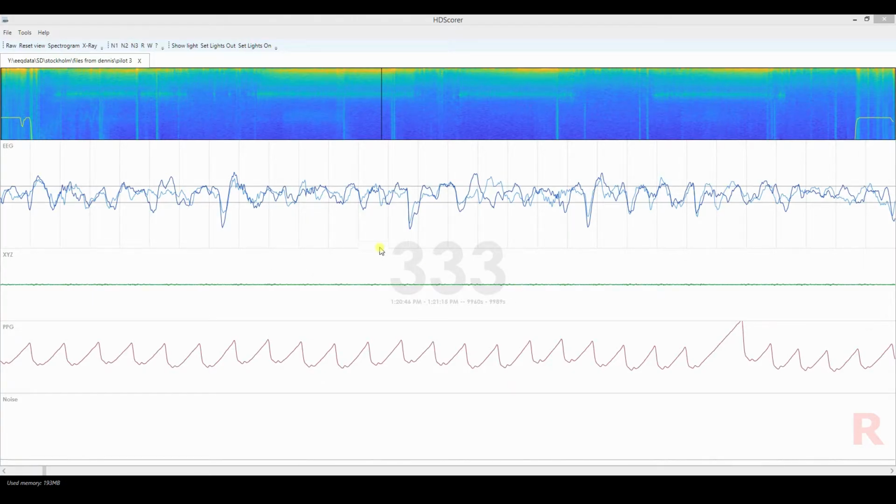Today we're going to take a look at the spectrogram. The spectrogram is simply a picture. It's a colorful picture that is used to visualize a signal.